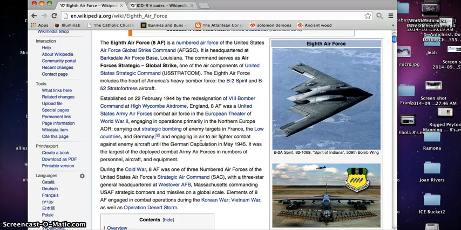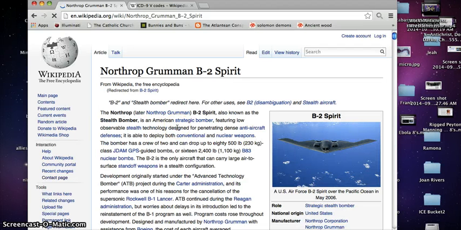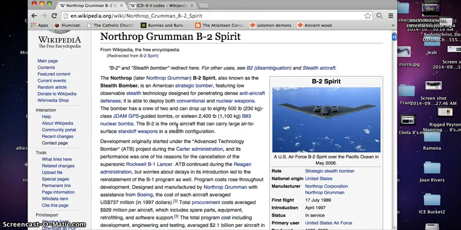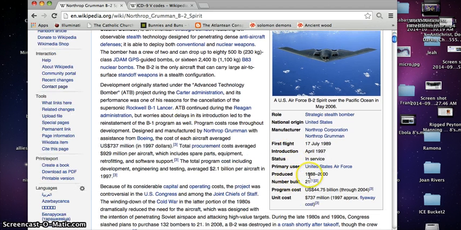And the 8th Air Force includes the heart of America's heavy bomber force, the B-2 Spirit, the B-52 Stratofortress. So basically it was the beginning of America's heavy bomber force, and it was the reason that the B-2 Spirit was made. And if you click on the B-2 Spirit, it didn't come out until later. It didn't come out in World War II or anything, but it was produced from 1988 to 2000.